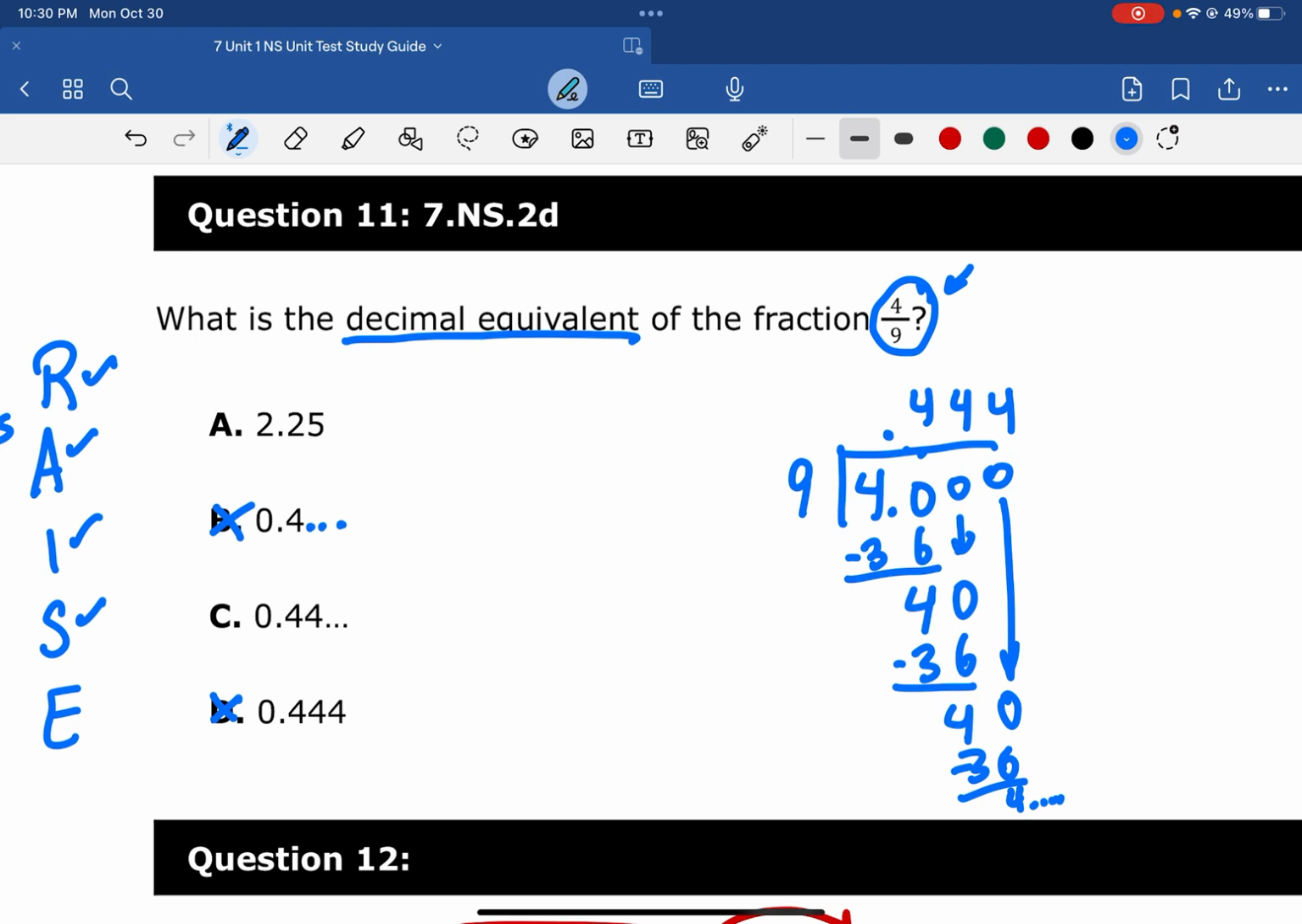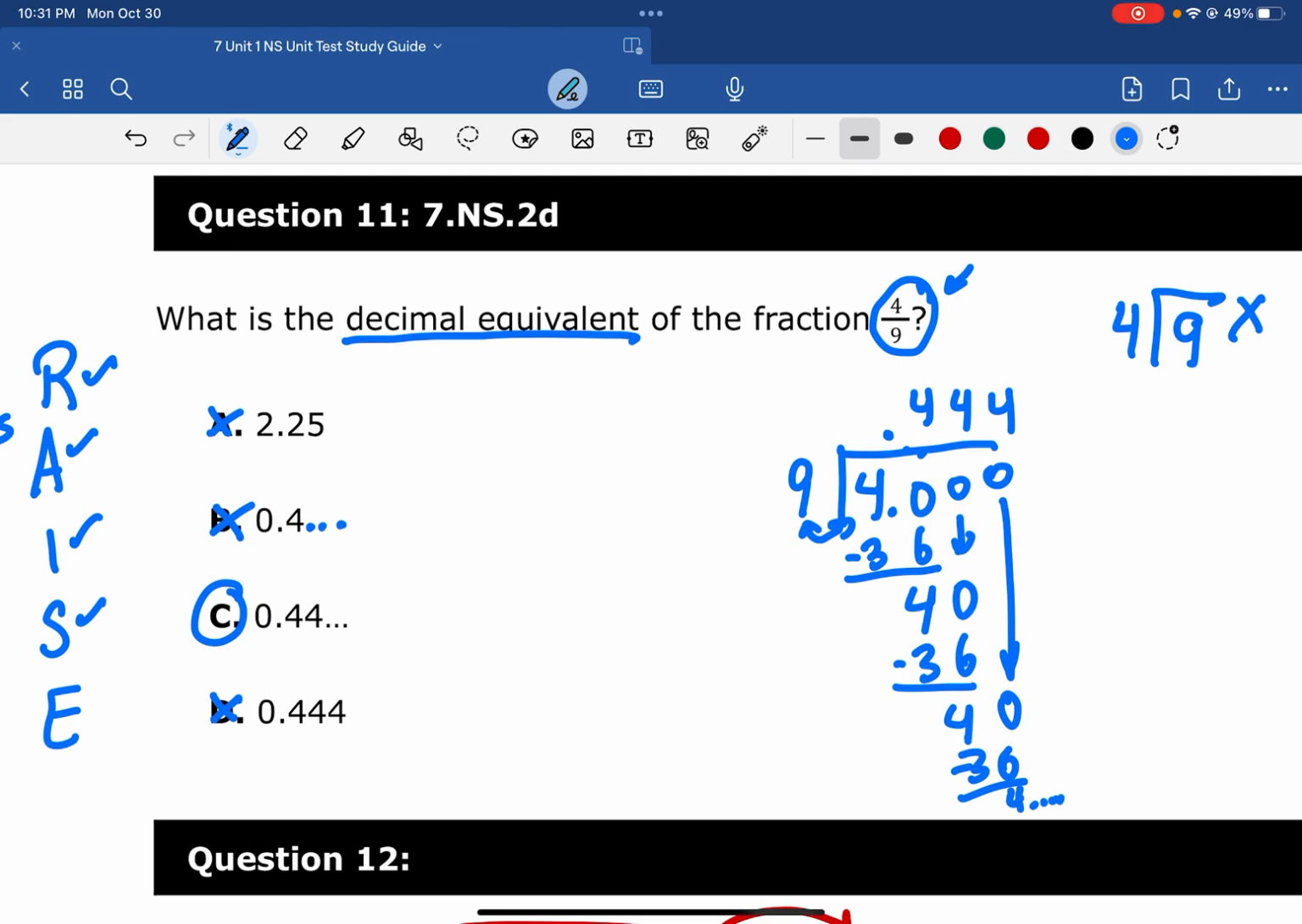If you chose choice A, then what you did wrong was you switched the order of these two values when you were dividing, and you divided 9 by 4 on the outside, which is incorrect, but that's how you got choice A. And that is also wrong. The only answer that works is choice C.